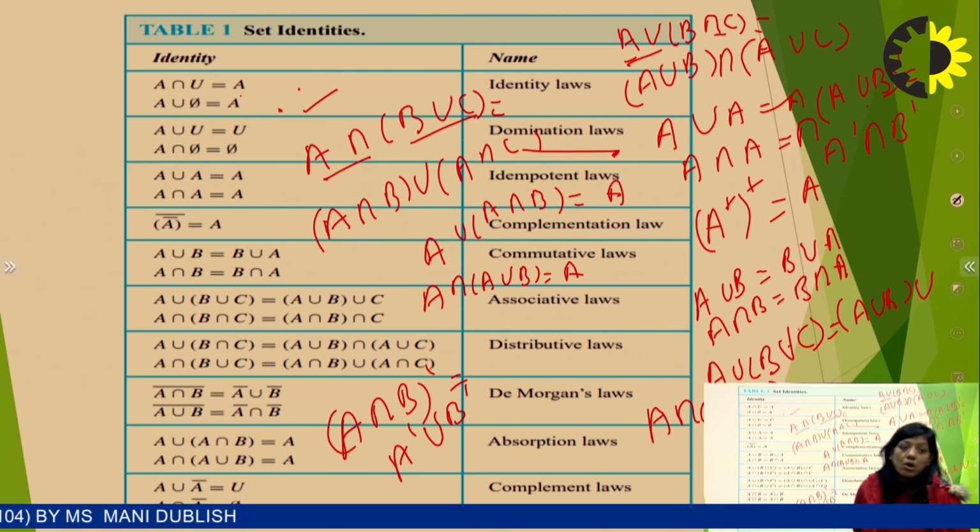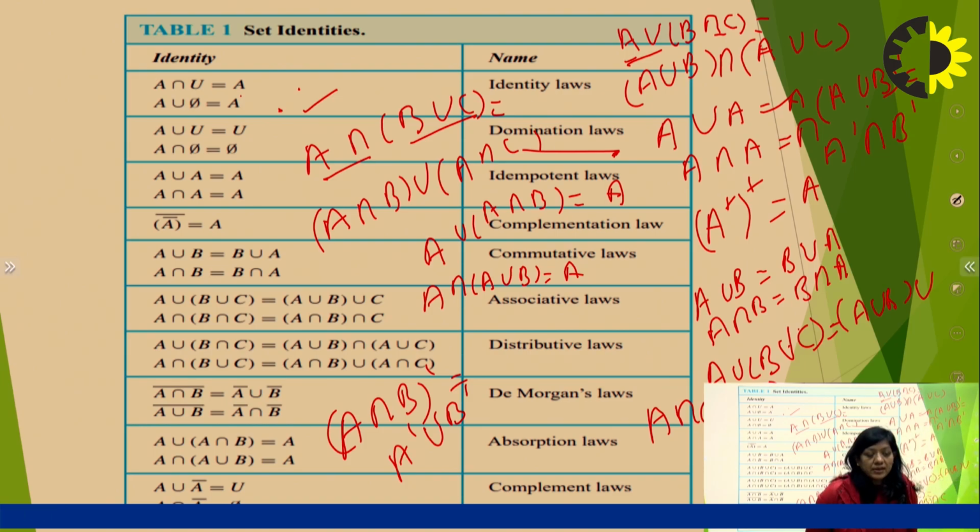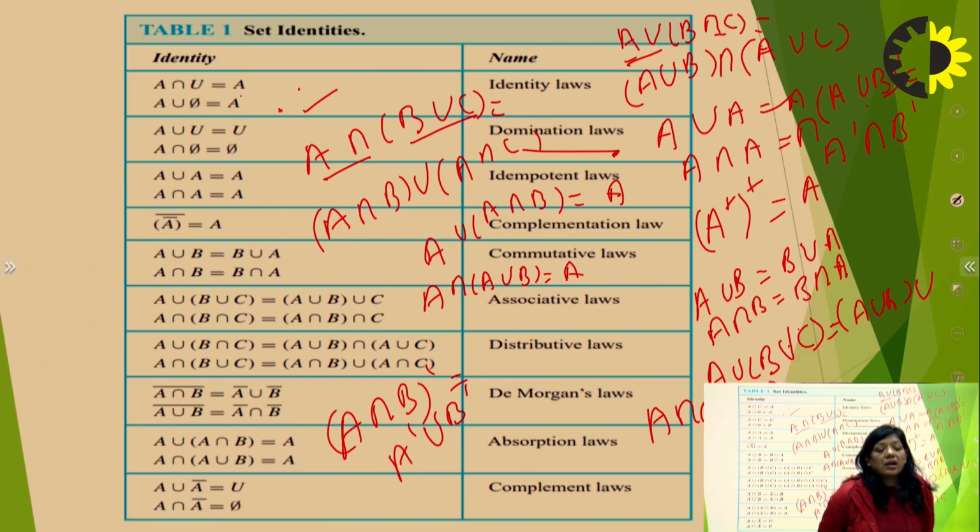A union A complement is always the universal set, and A intersection A complement is equals to phi. So these are the set identities which we can directly use in the questions.